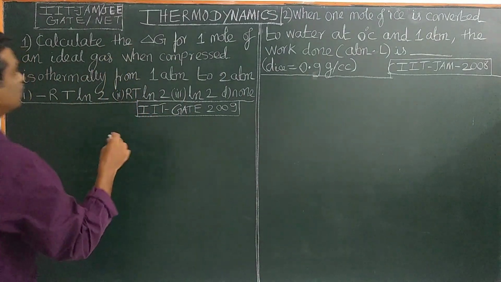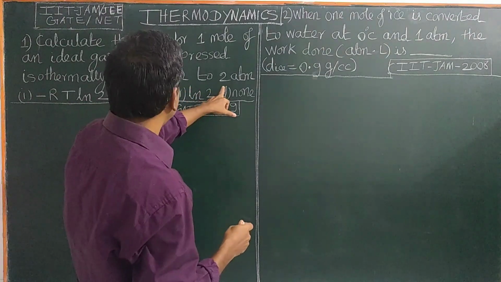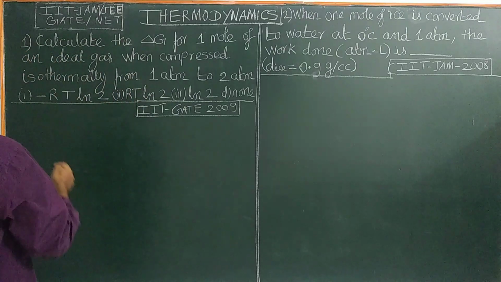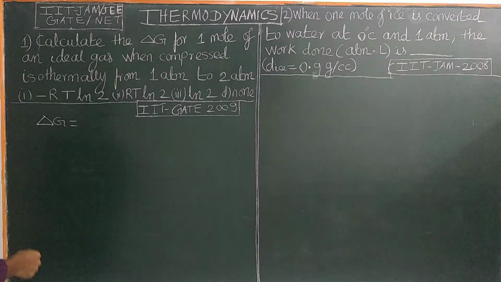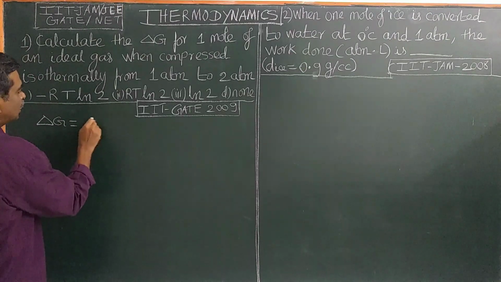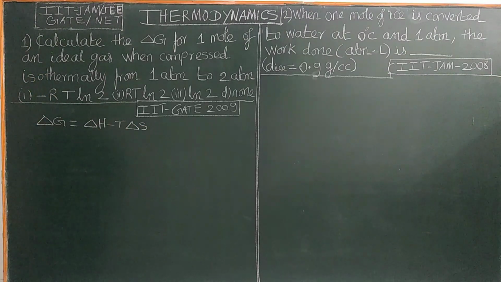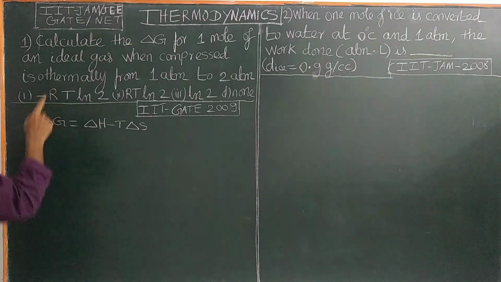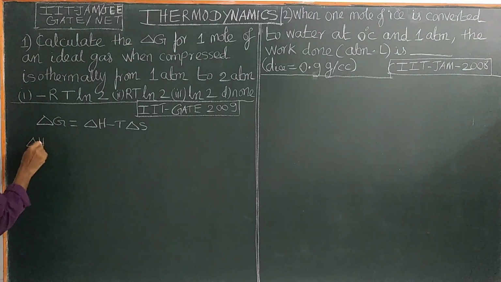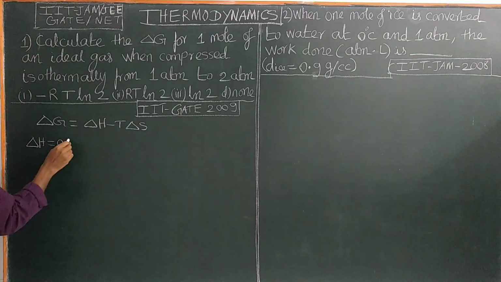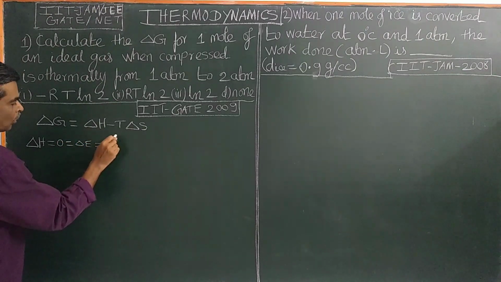delta G they have asked. This is an isothermal compression, a reversible compression process. Therefore, the delta G value they have asked. According to thermodynamics, delta G is equal to delta H minus T delta S. You know that. Now, delta H for this isothermal process, in the previous class we have shown that delta H equal to 0. Similarly, delta E also 0 and also delta T equal to 0.